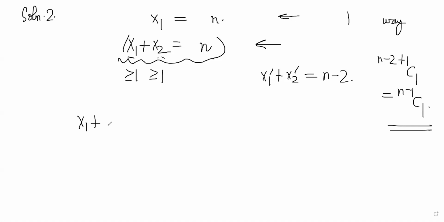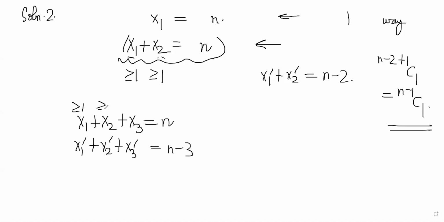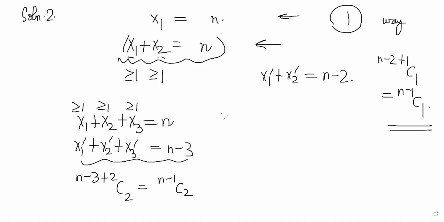Similarly, if you want three variables, again, you will have to do a change of variable first. x1 dash plus x2 dash plus x3 dash should be n minus 3 because each has to be greater than or equal to 1, right? And now solve this equation. That will be n minus 3 plus 2 c 2, right? That will be n minus 1 c 2. So can you see a pattern? The first way was 1, which can be written as n minus 1 c 0. The second way was n minus 1 c 1. The third way was n minus 1 c 2.